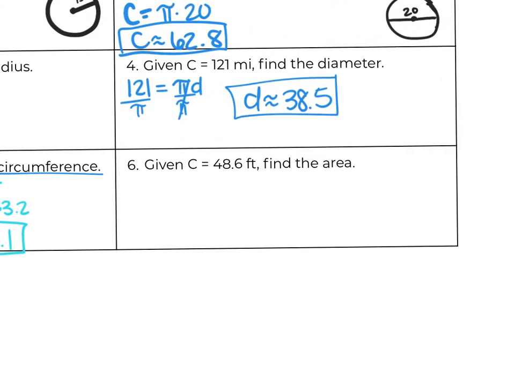Okay, kind of the same thing on this one, but flipped. So if the circumference is 48.6, find the area. So for area, you need radius. So find radius first. So I want to use 2 pi r instead of pi d.